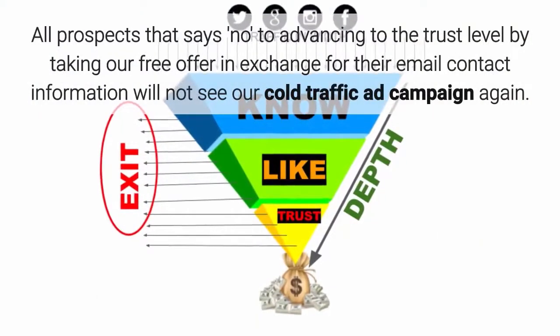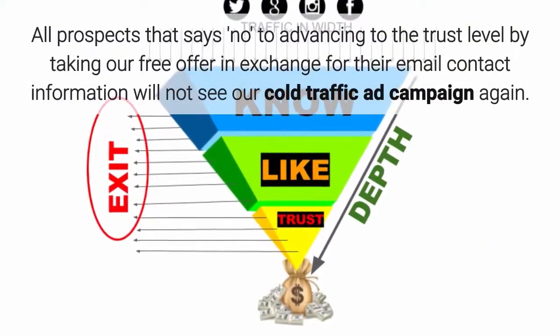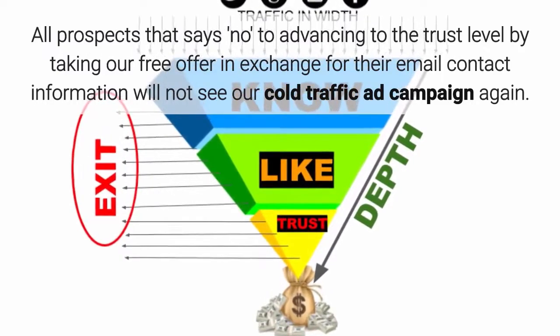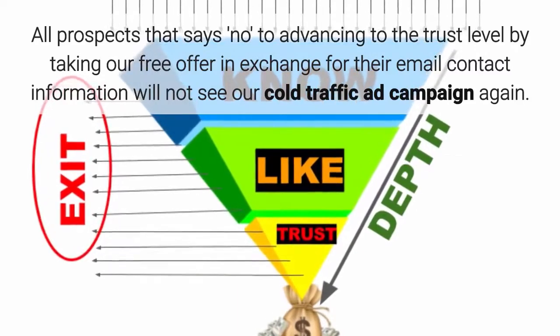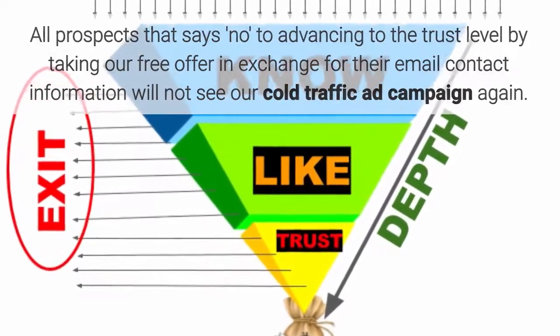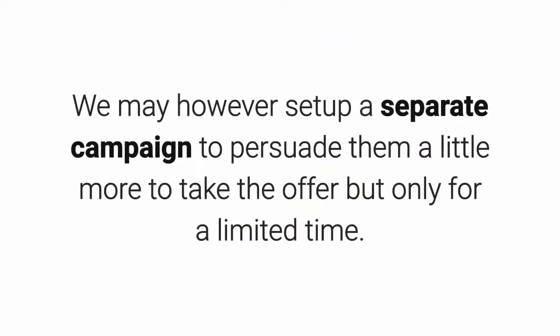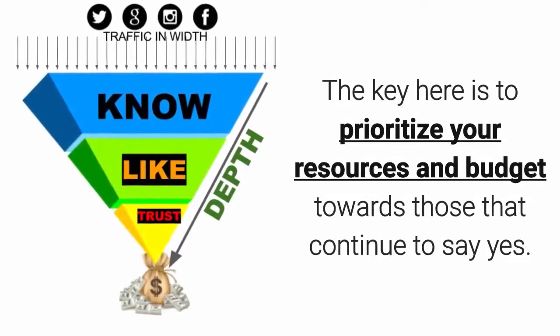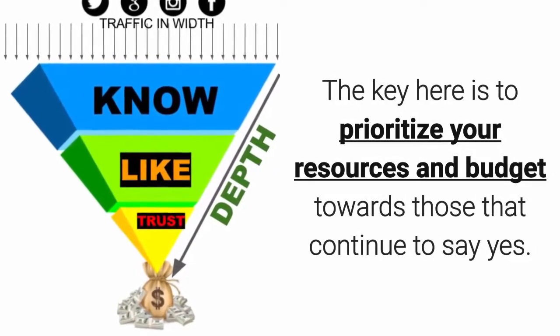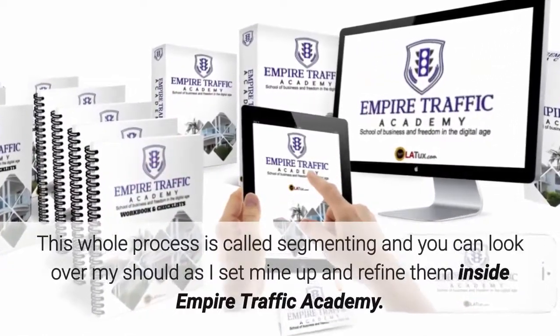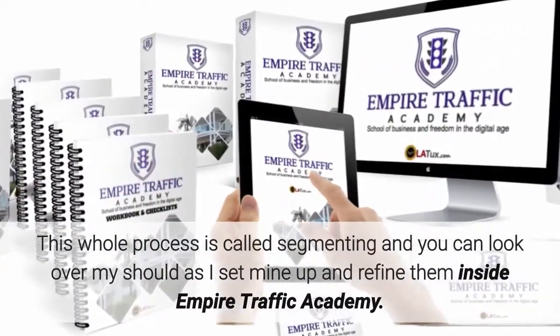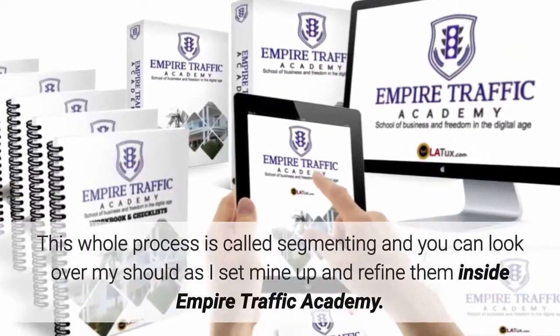All prospects that say no to advancing through our trust level by taking our free offer in exchange for their email will never see it again. If they say no at any point, they will never see our campaign anymore, and that's okay. We may, however, set up a separate campaign to persuade them a little more to take the offer, but only for a limited time. The key here is to prioritize your resources and budget towards those that continue to say yes. This whole process is called segmenting, and you can look over my shoulder as I set mine up and refine them inside of Empire Traffic Academy.